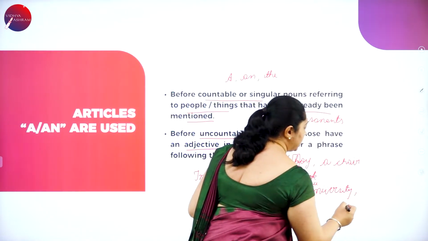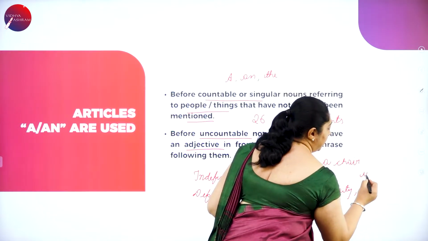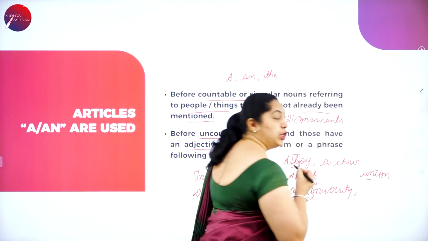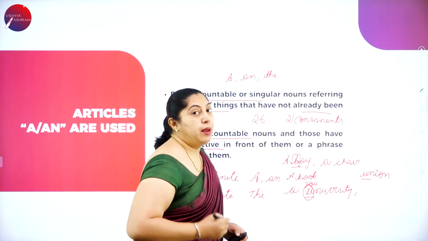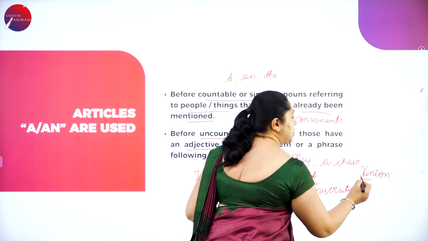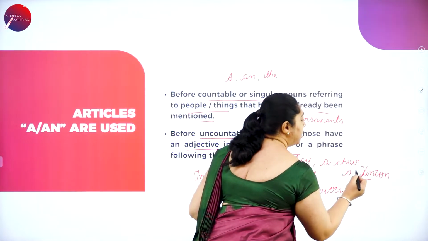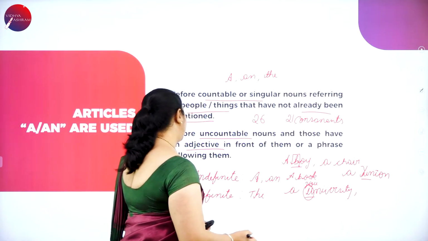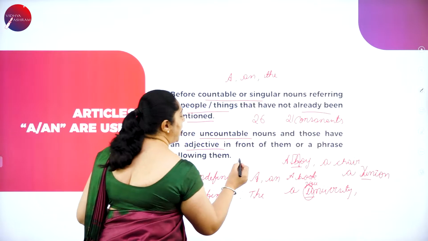Not only university, it's like union. Union here, U is a vowel, but when it is pronounced, it sounds Y. So you use the article a, a union. One more example I would like to give, that is one-eyed man.